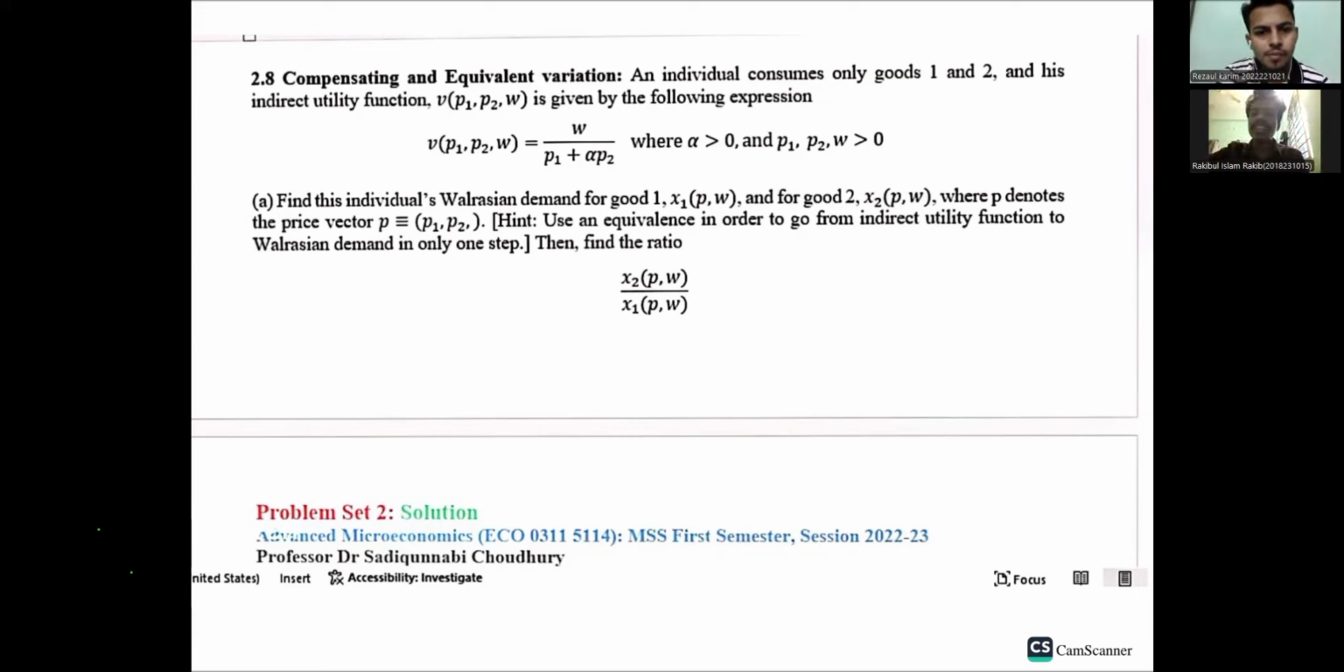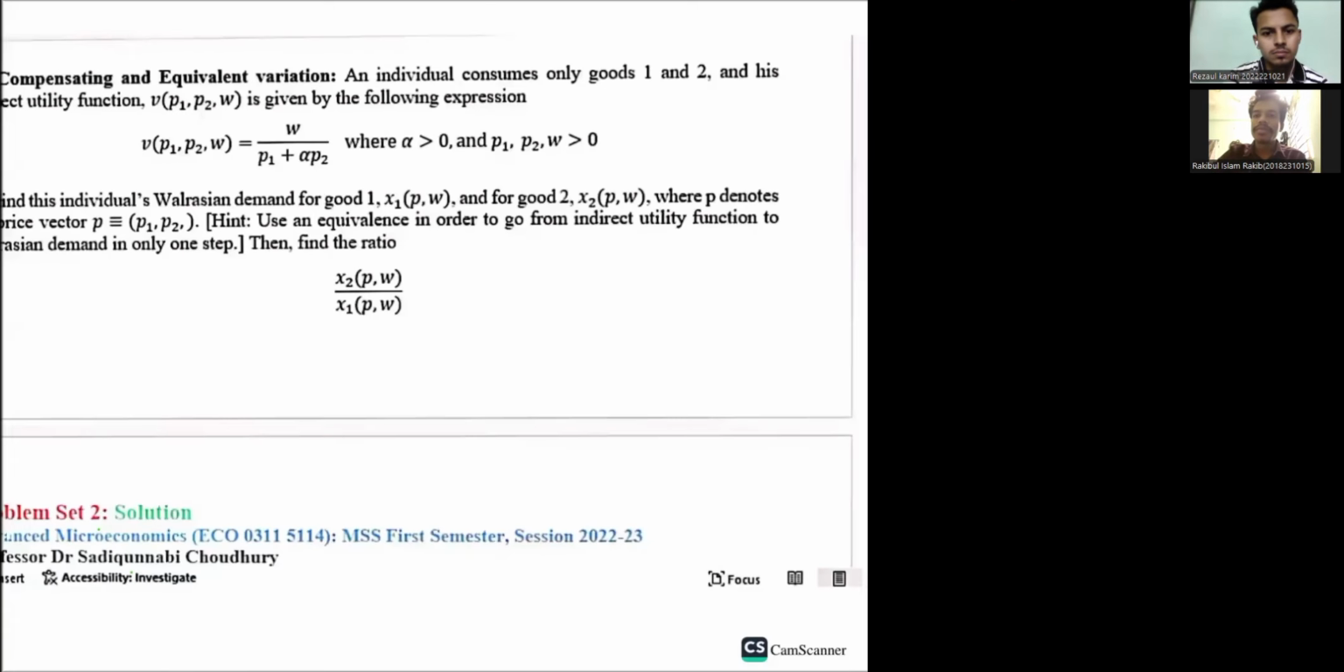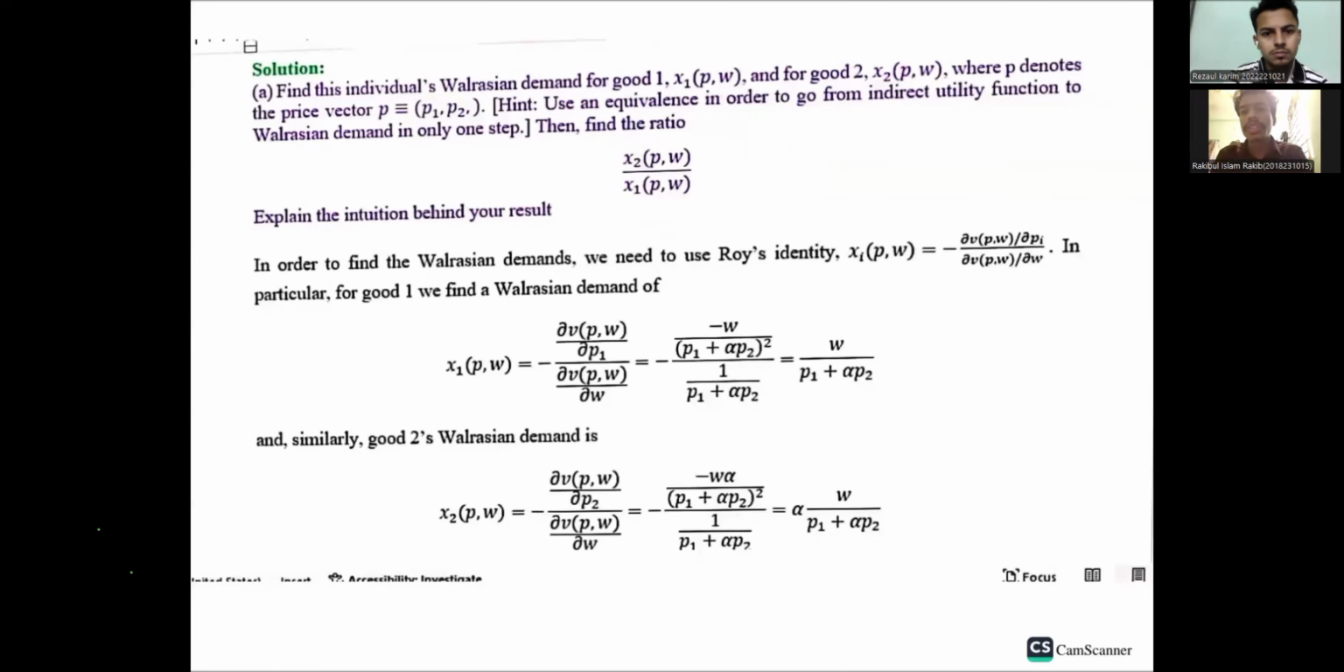And we know that from the indirect utility function, we can derive the demand function using Roy's identity. We already know at the graduate level that using Roy's identity, we can identify the demand from the indirect utility function. Going to the next slide. And then comes the first solution.